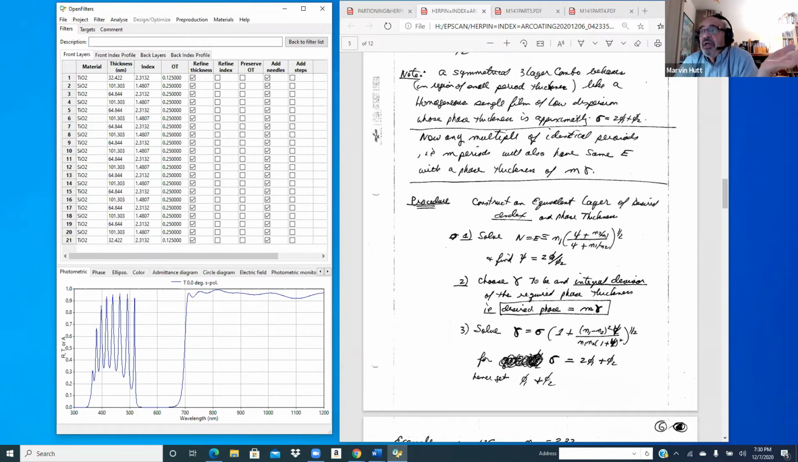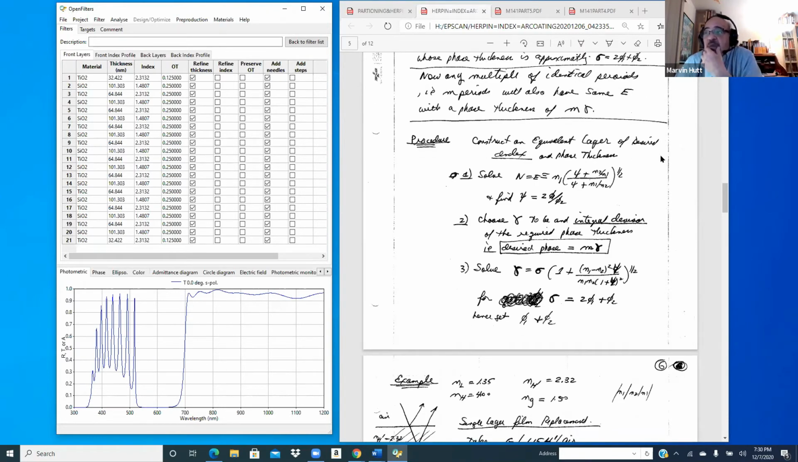So a symmetrical three-layer combination behaves like a homogeneous single film of low dispersion whose phase thickness is approximately 2 times phi1 plus phi2, which is, in our case, 1/8, 1/4, 1/8, okay? Now, any multiple of periods can also have the same E, but the phase thickness is now M gamma. So here, the procedure: we can construct an equivalent layer using this being the index, choose gamma to be an integral division. We solve the formula for gamma.